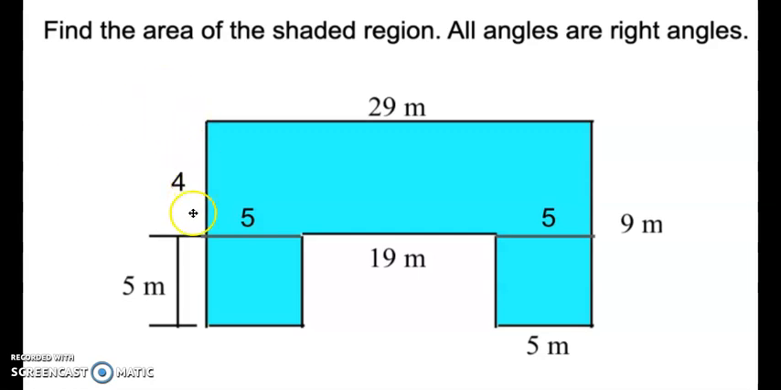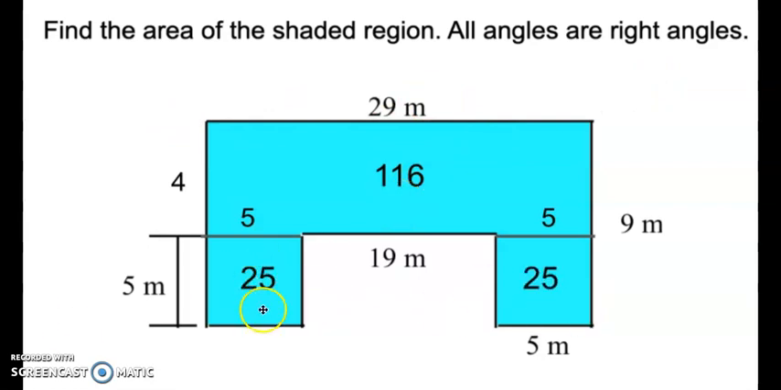This piece from here to here will be 4 because here from the top all the way to the bottom is 9 and this piece is 5. So this piece plus this piece have to add up to 9 and 5 plus 4 gives you 9. So 9 minus 5 will give you 4 for here. So that's this length. Now I can find the area of the pieces. So 4 times 29, 4 is this height and this is the length, gives you 116.